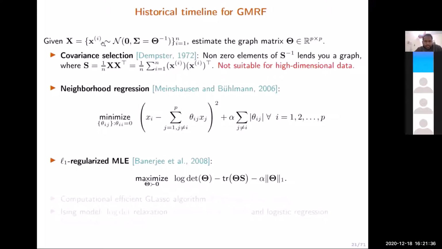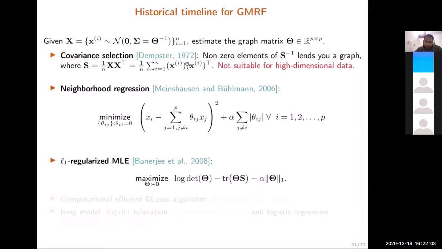Given X, which is coming from a Gaussian distribution, with the assumption that theta is the underlying precision matrix, and theta inverse is the covariance matrix. So they proposed to directly estimate the precision matrix by inverting the sample covariance matrix. It makes sense, it worked, but it is not suitable for high dimensional data, because S is non-invertible, so this approach cannot be used.